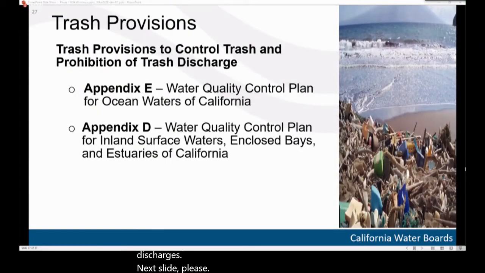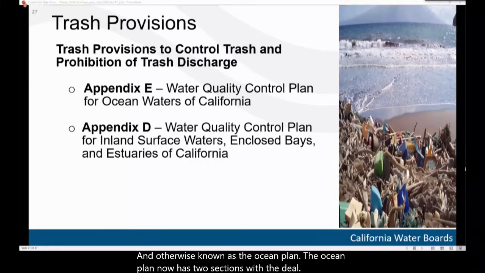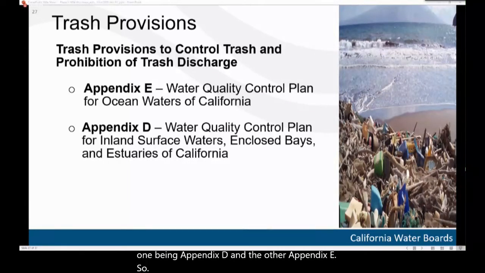So the trash provisions, the trash amendments, these were adopted. They were put into the Water Quality Control Plan for ocean waters, otherwise known as the Ocean Plan. The Ocean Plan now has 2 sections that deal with trash, one being Appendix D and the other Appendix E. So one is for ocean waters, the other being inland surface waters and enclosed bays and estuaries. And these appendices are essentially the same.